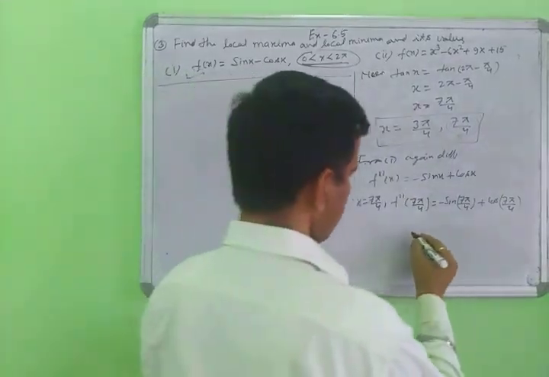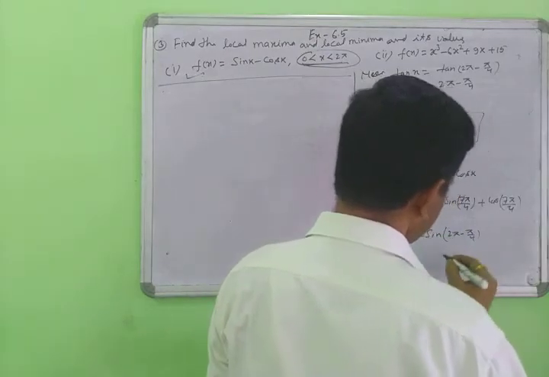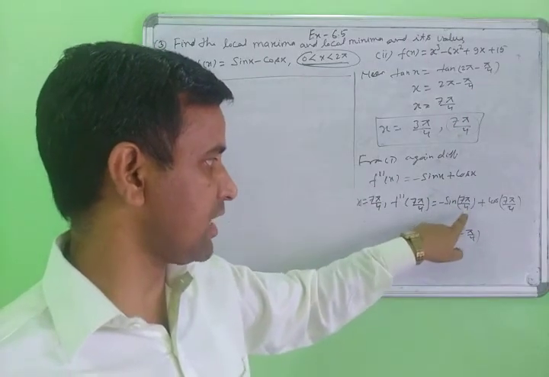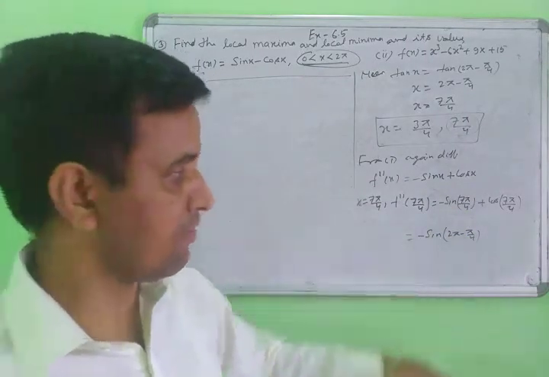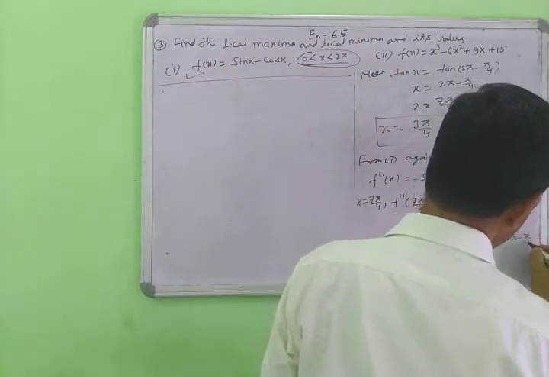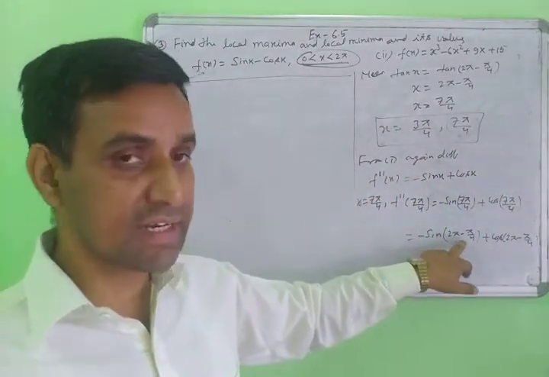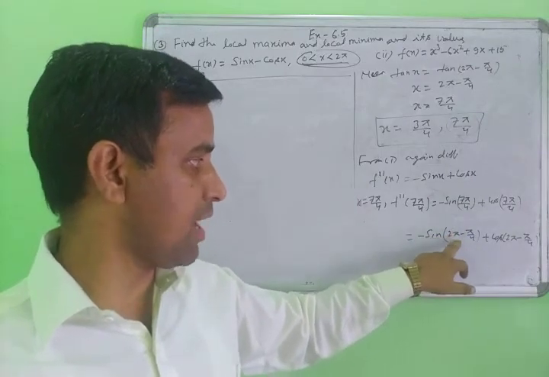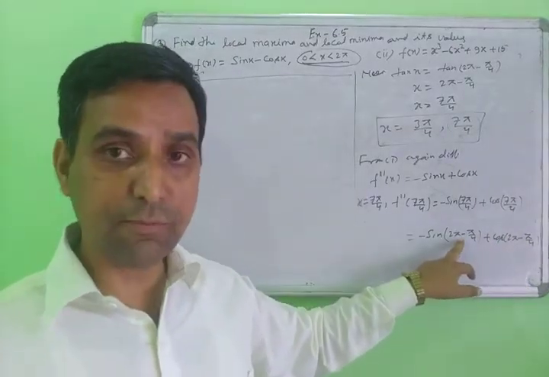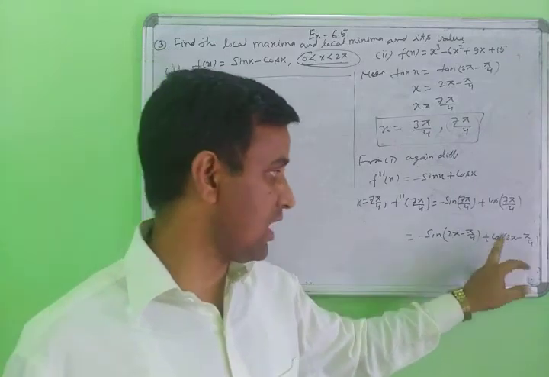Same thing here. Now minus sin(2π − π/4) plus cos(2π − π/4); you break down 7π/4 as 2π minus π/4. Now look here, 2π means fourth quadrant, and 2π minus π/4 means fourth quadrant. In the fourth quadrant, sin is negative and cos is positive.